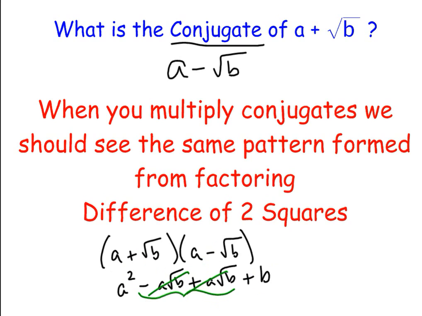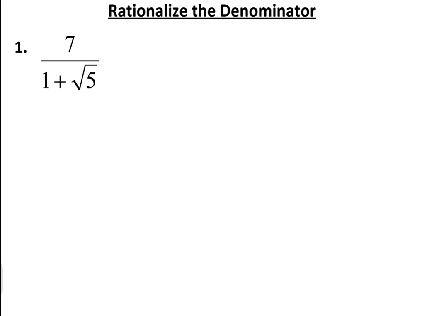So that's what we're going to do in a couple practice problems. So here is 7 divided by 1 plus the square root of 5. So I need to rationalize this. And again, there's nothing really wrong with this answer, 7 over 1 plus root 5.